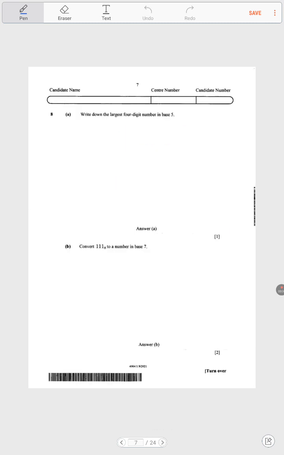Today we are looking at number 8 going forward. Number 8a reads: write down the largest 4-digit number in base 5. So what I want you to understand is when you're in base 5, the largest digit that you can write is 4. Like in base 10, which is the numbers that we use on a daily basis, the largest digit that you can write is 9. So here, if the largest digit is 4 and they are asking for a 4-digit number, then it would mean it's 4, 4, 4, base 5.